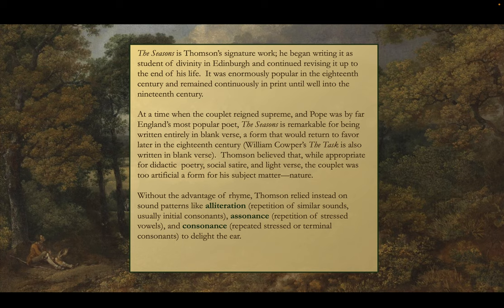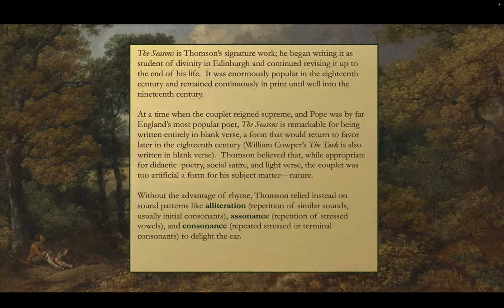He started it as a student of divinity in Edinburgh and continued revising it up to the end of his life. It was enormously popular in the 18th century. In fact, the poems of James Thomson, Thomas Gray, and William Cooper, all of them were extremely popular. Poets that not many people know today, but in their time were famous.